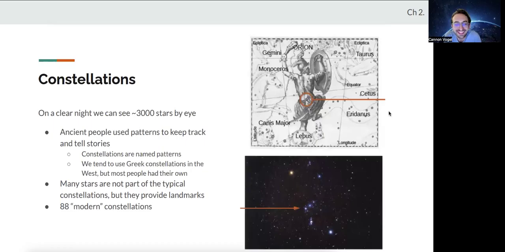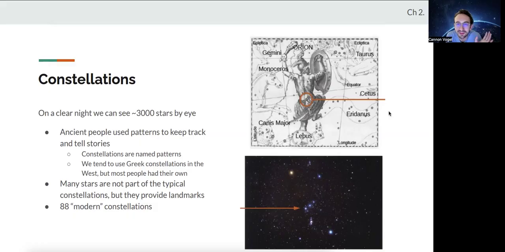So what are constellations? I guess we should have mentioned this earlier, but basically, if we go somewhere really dark and we just have our eyes, we can see roughly 3,000 stars in the sky at any given time. Of course, if you're at a different spot, like in the southern hemisphere, you're going to see different stars, because you'll see ones that would have been blocked by the horizon from the north. But regardless, you can see about 3,000 with your eyes.